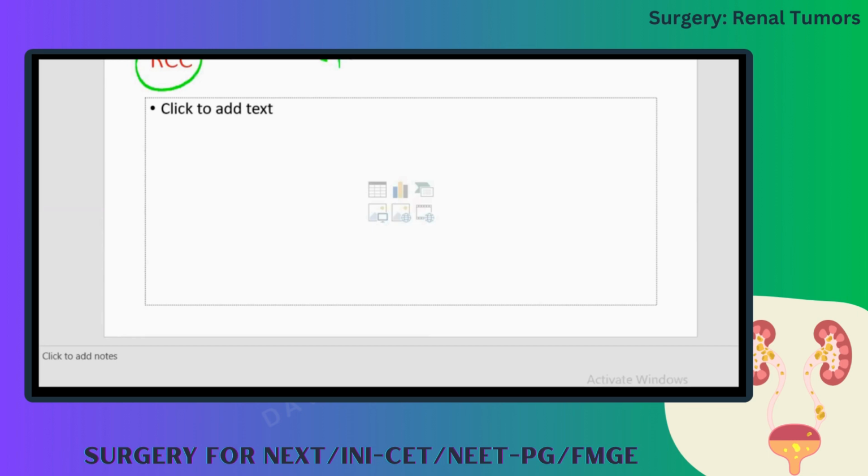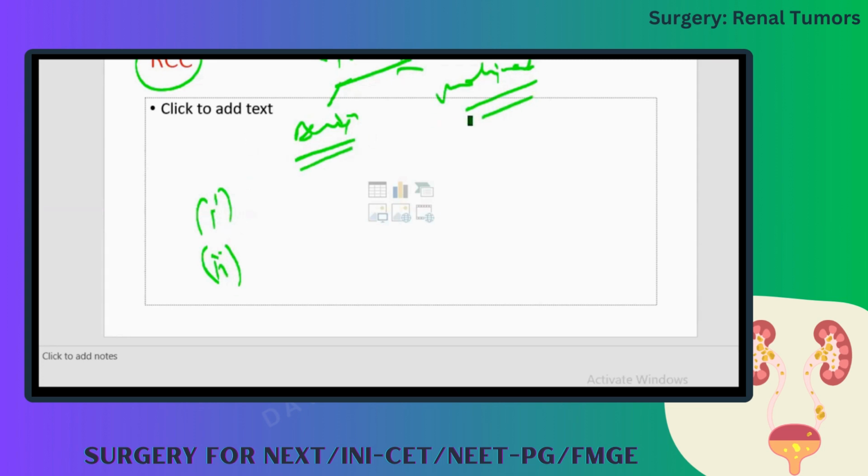So, tumors of the kidney: benign tumors, malignant tumors. Name 2 benign tumors. Oncocytoma. Very good. Oncocytoma, the most common benign tumor. The other is only 2.